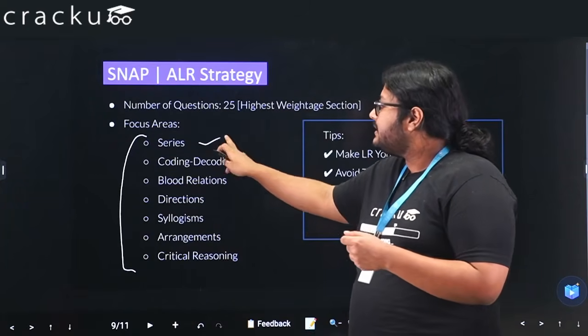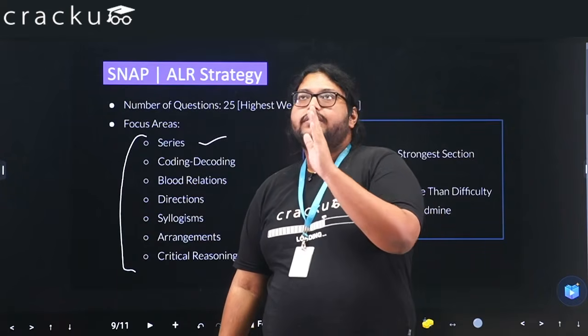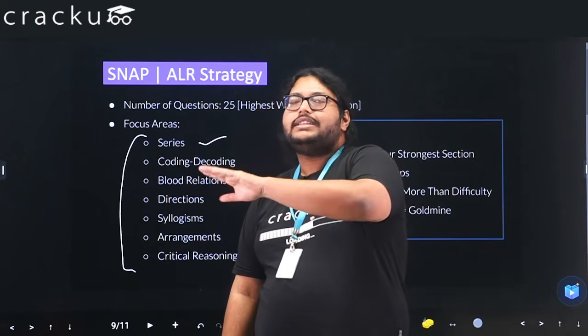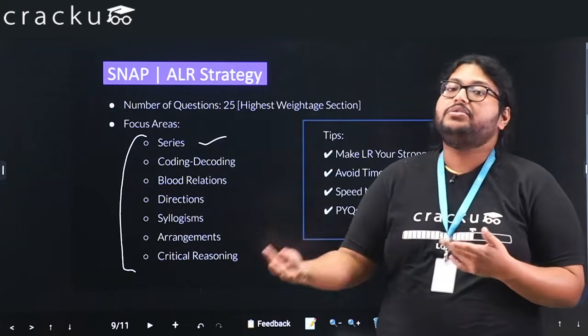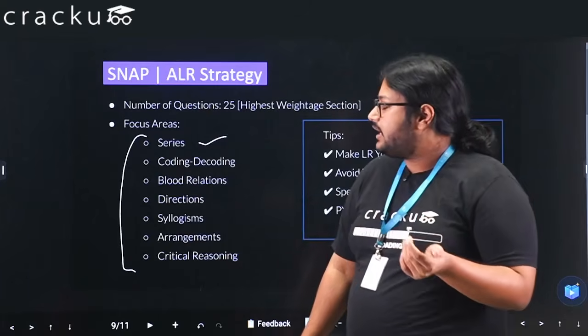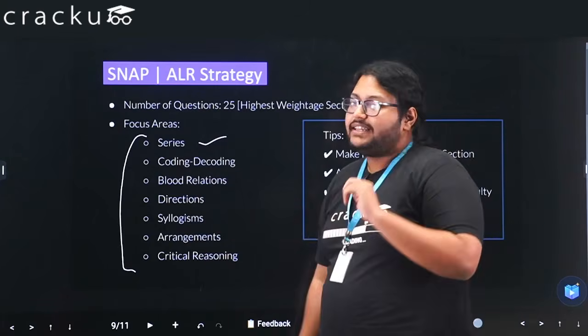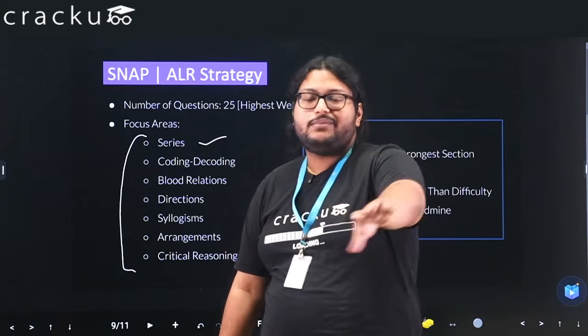We have questions on series. They can be numerical series, like say 2, 5, 9, 14. That is a series given to us. Then what will be the next term, or the next 2 terms? Those kind of questions. We have coding, decoding, as we discussed. We have blood relations, like Ram said, he is the mother of my brother's second cousin, and so on.